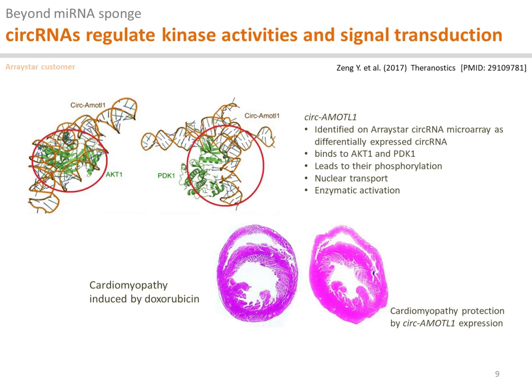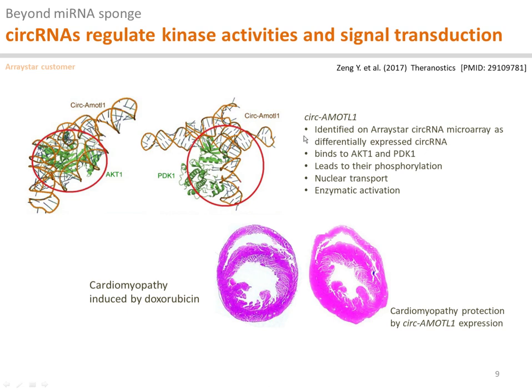In this example of circular RNA action in kinase and signal transduction, circular RNA Amotl1 was identified as differentially expressed circular RNA between neonatal and mature cardiac tissue on ArrayStar circular RNA microarray.